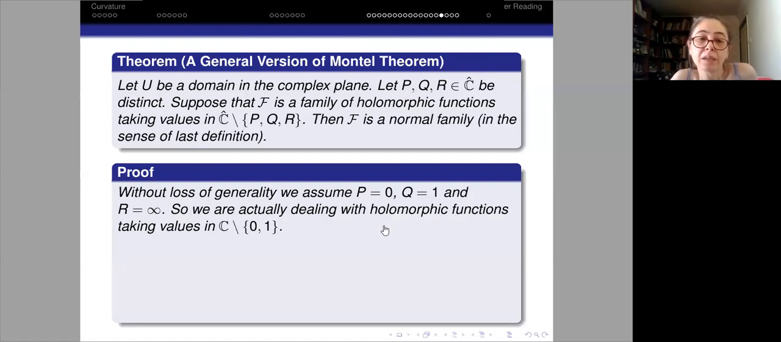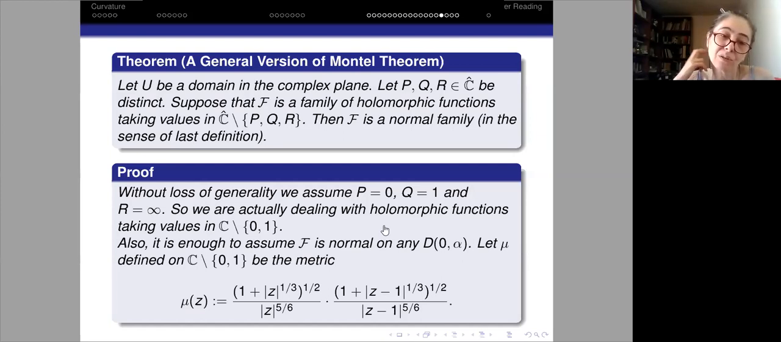Now, for the proof, without loss of generality, we can assume P is equal to 0, Q is equal to 1, and R is equal to infinity. If not, we can just send the points P, Q, and R to where we want by appropriate mappings. So what we are actually dealing with is holomorphic functions in the complex plane minus {0, 1}. So it is enough to assume F is normal on any D(0, alpha) and then send alpha to infinity. So if you remember, we defined a metric on C minus {0, 1} by this long expression. We will be using that metric.